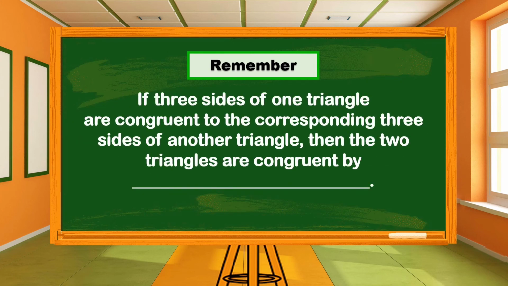If three sides of one triangle are congruent to the corresponding three sides of another triangle, then the two triangles are congruent. By what postulate? Brilliant! By SSS congruence postulate.